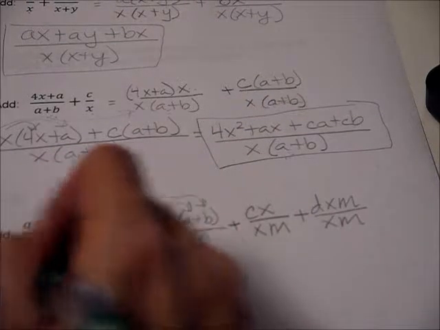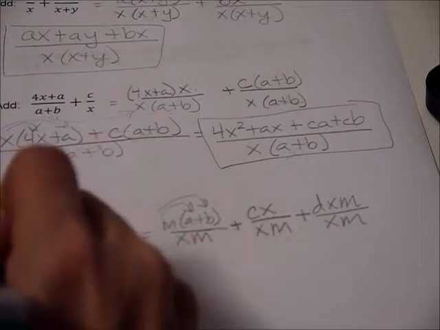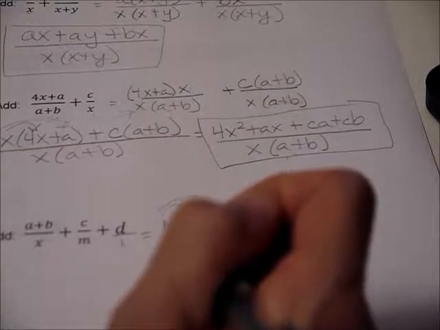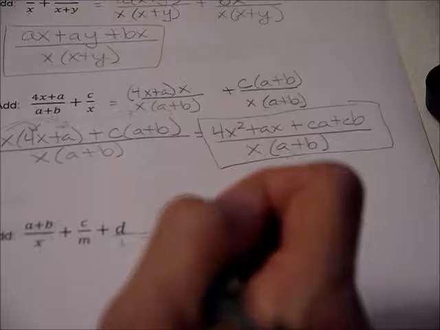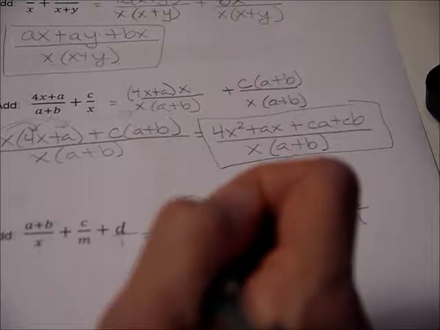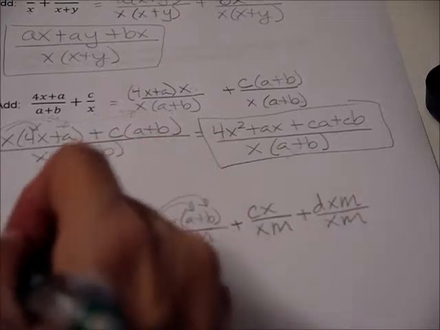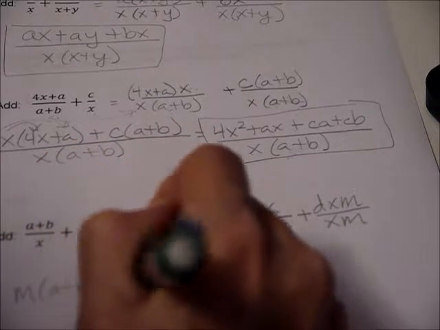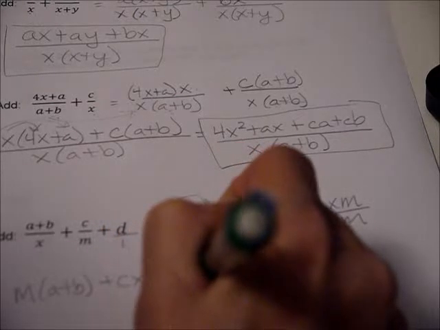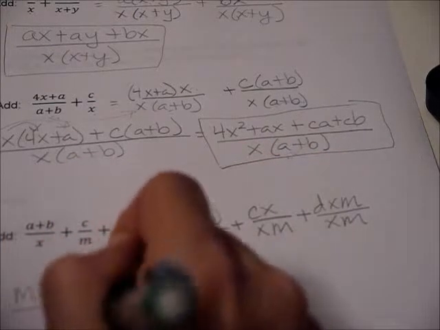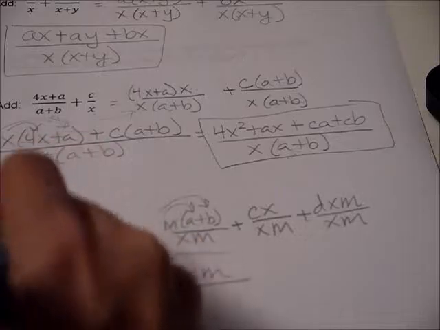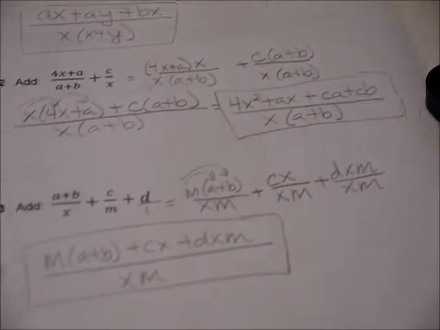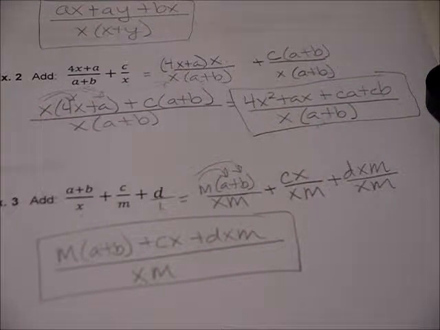Usually I like to start with a first. They leave it like this: m times a plus b, plus cx, plus dxm, all over xm. And that's the final answer.